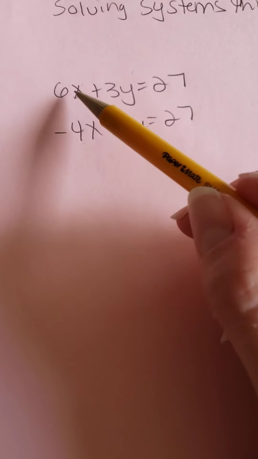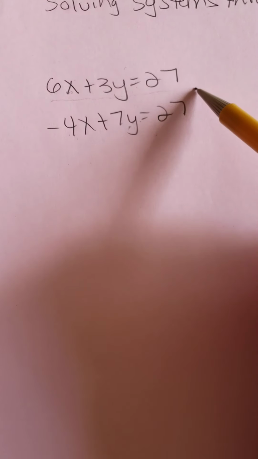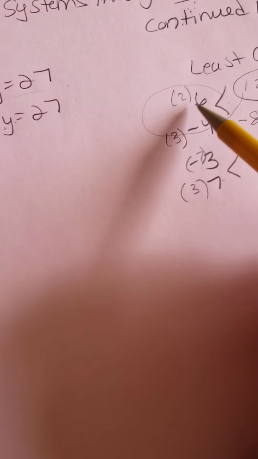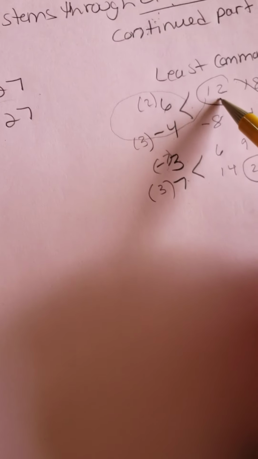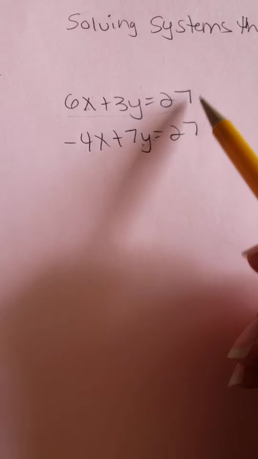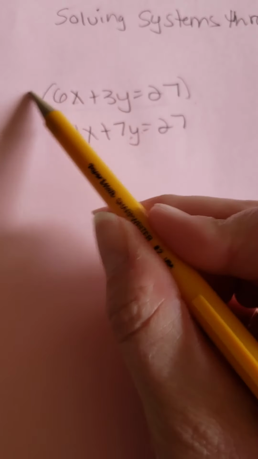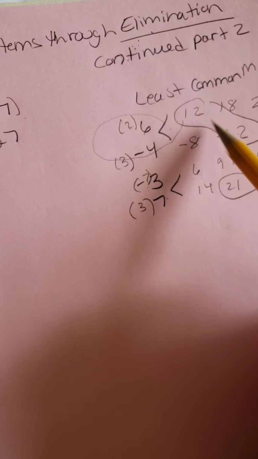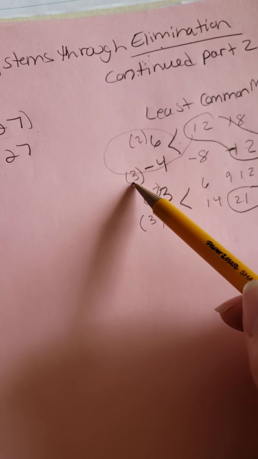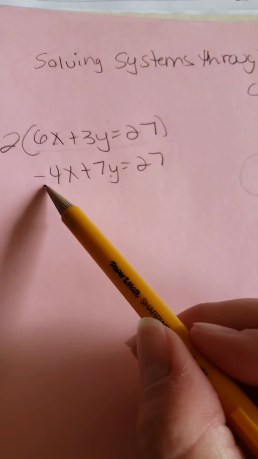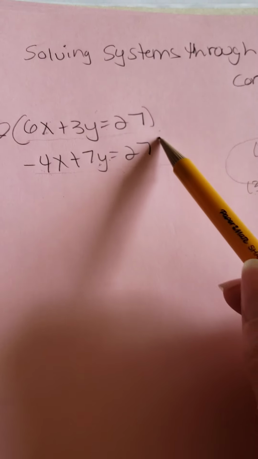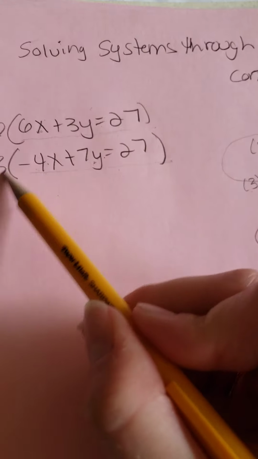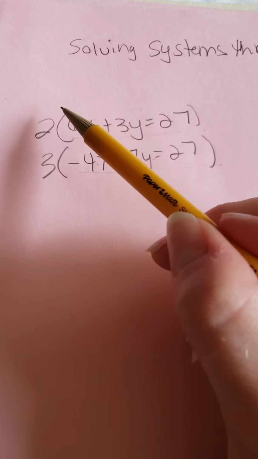But again, you can't just change the x. You have to change the whole thing. So since I multiplied the 6 times 2 to get that 12, I have to multiply this whole equation by 2. So everything in the equation by 2. And then since I multiplied this -4 times 3 to get the -12, because I was looking for those opposites, I multiplied by that 3. I have to multiply everything in this equation by 3, not just the -4. Okay? So go ahead and do that.